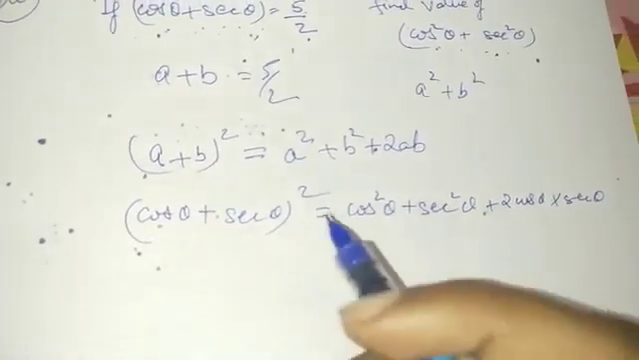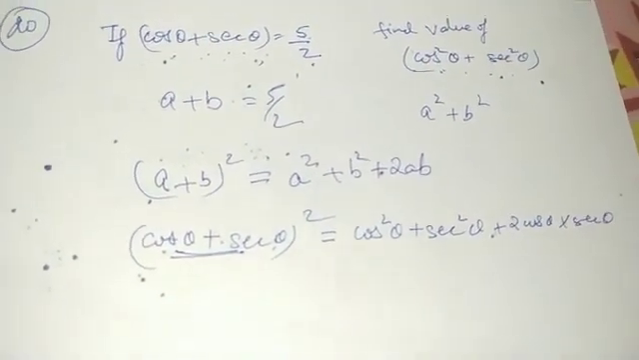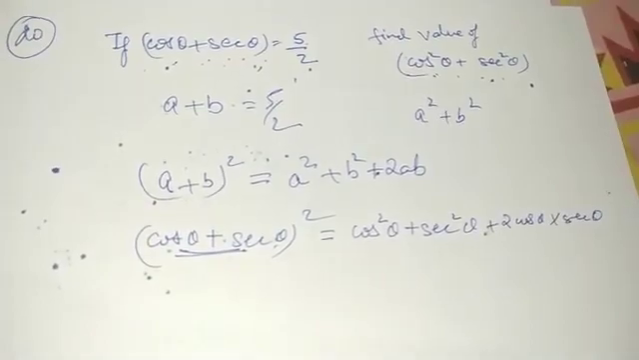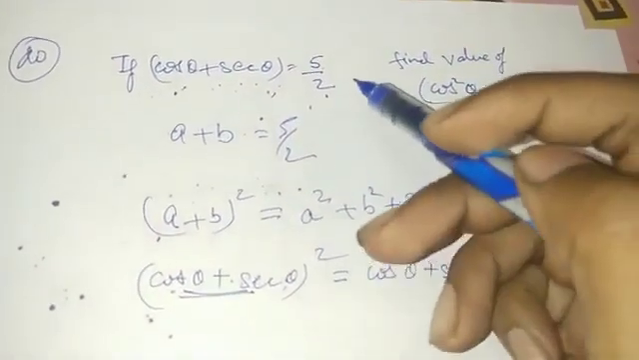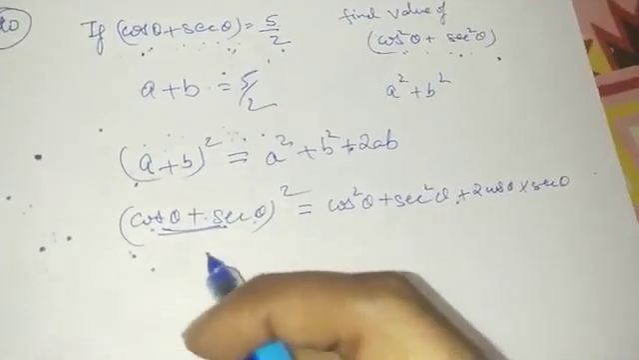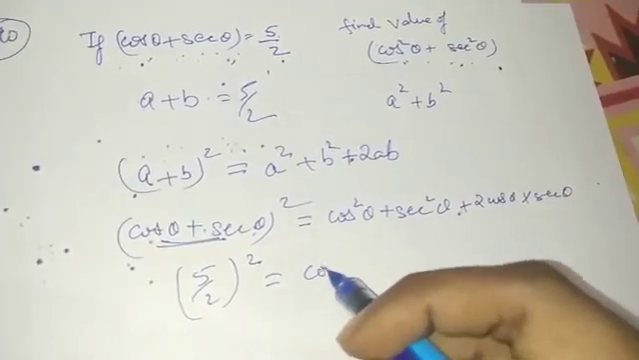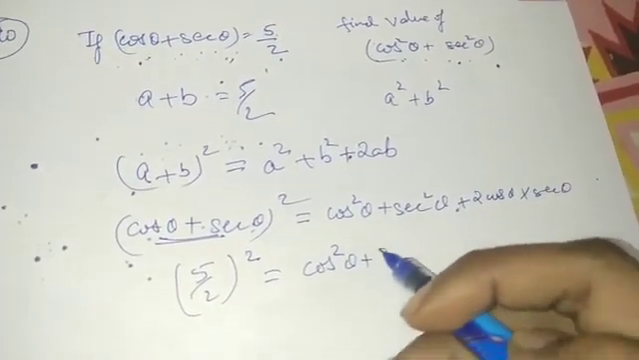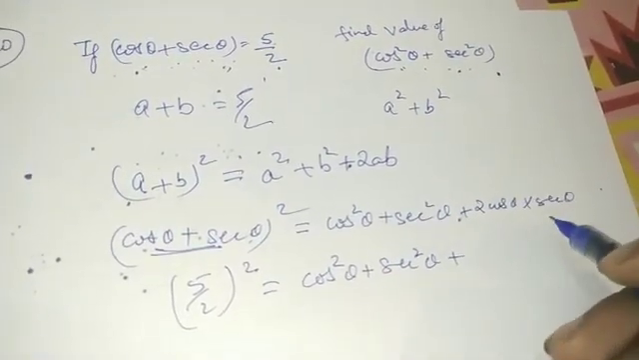All right, children, let's proceed. Now this we are not going to simplify, we have already written it in front of it. We are simply going to substitute the value. What is the value of this cos theta plus sec theta? Yes, we already have it in the question. So that means this particular value will be 5 upon 2 whole square, equal to cos square theta plus sec square theta. Now over here, what are these?